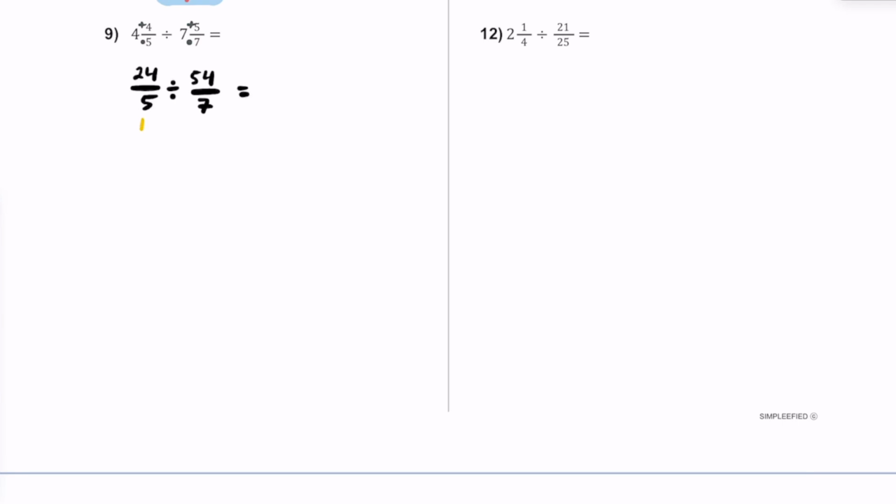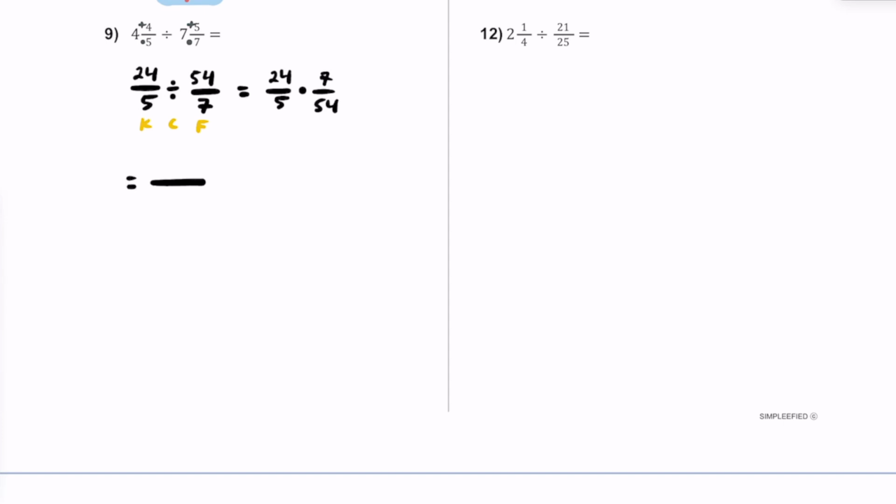Next, if we go ahead and keep, change, and flip, just to rewrite this as a multiplication problem, we're going to keep this 24 over 5. We're going to change division to multiplication, and we're going to flip the 54 over 7 and make it 7 over 54.